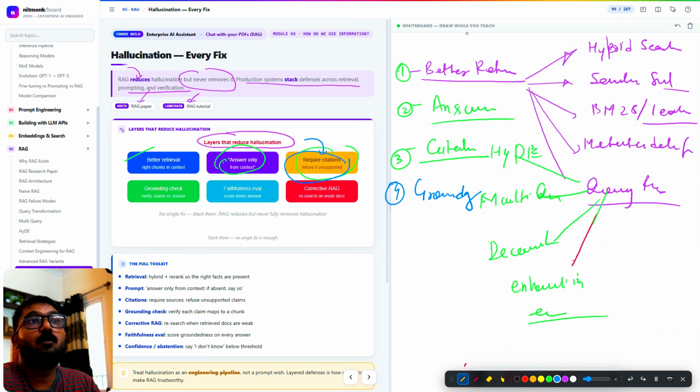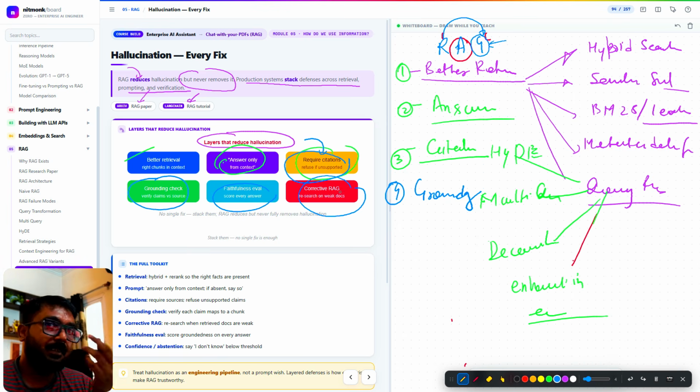is producing or not. Because what happens is, once you do retrieval, right, then augmentation happens. Then whatever retrieval has been done, that goes to the LLM, right? And once it goes to the LLM, then the generation will happen. If let's say the generation was done, but that is not similar to what was retrieved, then there is a problem. If generation is done and it doesn't contain what was retrieved, then there is a problem, and that is checked by groundedness. There is a faithfulness evaluation that happens. Score every answer. There is a corrective RAG that you re-search on weak docs that we have understood.